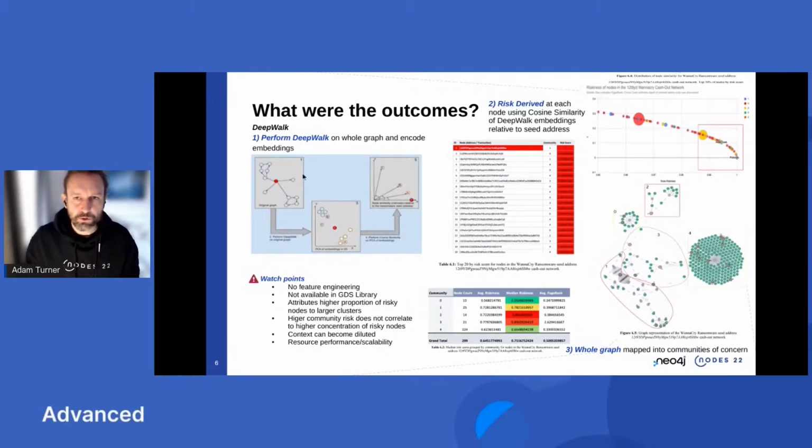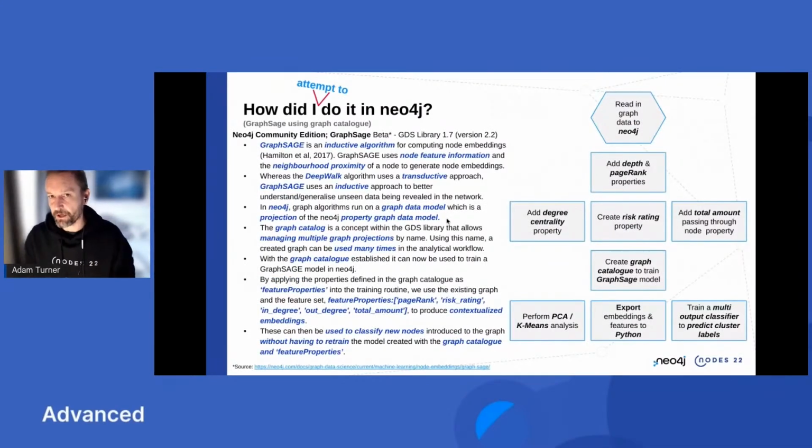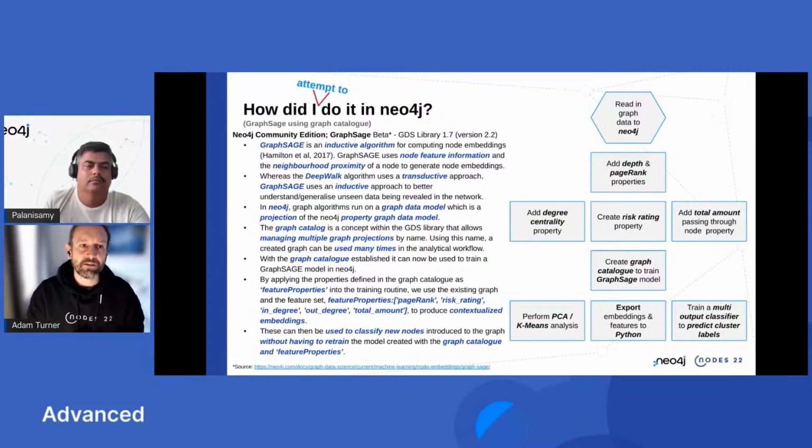Conscious of time here, so I'll push through to the usage of the GraphSAGE algorithm. GraphSAGE is actually available in beta within the latest version of the Graph Data Science library, so it's a lot easier to integrate into your Neo4j database. And the GraphSAGE algorithm differs from the DeepWalk algorithm as it's more an inductive algorithm, right? In essence, Hamilton et al. back in 2017 established this for learning on large graphs, okay?